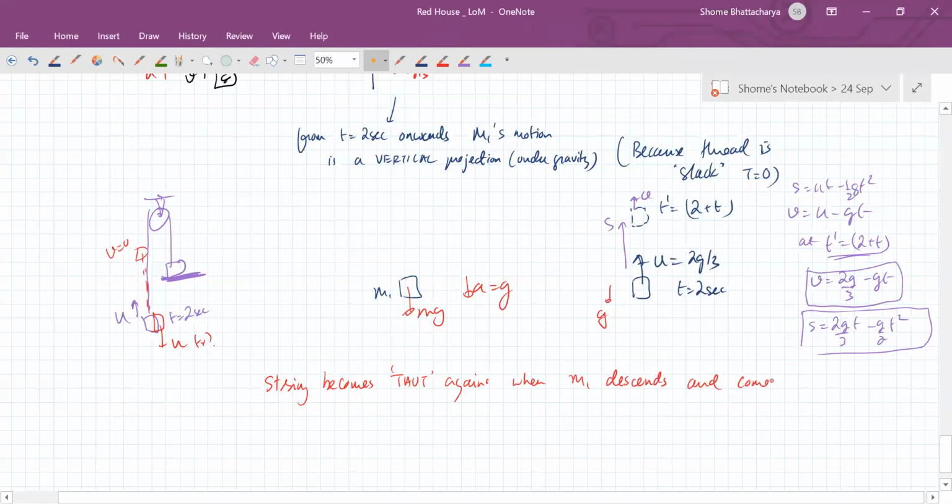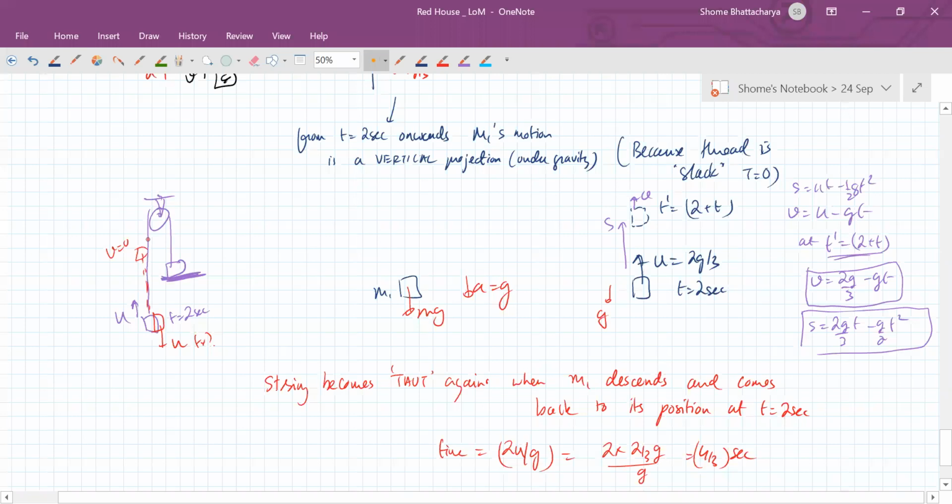and comes back to its position at t equal to 2 seconds. Okay, so that will be how much time? That will be 2u/g, total time of flight. So that is 2 into 2/3g divided by g, so 4/3 seconds. So actually, it will reach the top at a time of 2 plus 2/3 seconds, and then it will be back here at a time of 2 plus 4 by 3 seconds. Okay, and that's when the string will tighten again. So that should be your answer.